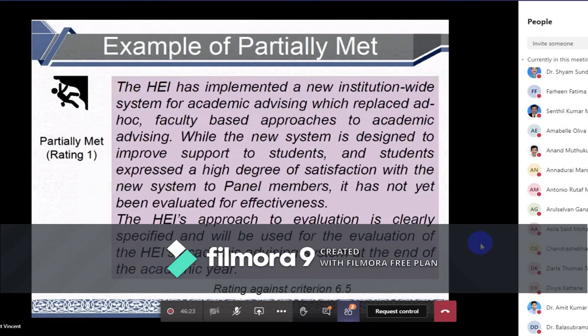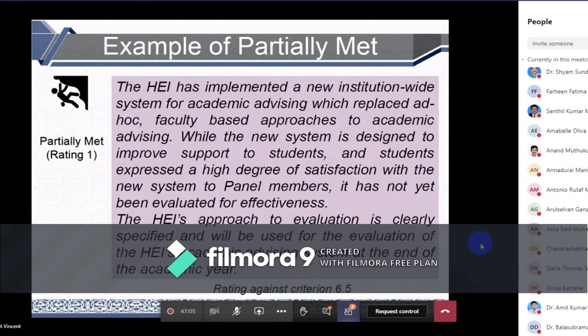Now, for partially achieving, that is a rating of 1. The HEI has implemented a new institution-wide system for academic advising. That means we have systems, plans and processes in place, which have replaced the ad hoc faculty-based approaches to academic advising. Very good. While the new system is designed to improve support for students, and the students have expressed a high degree of satisfaction with it, it has not yet been evaluated for effectiveness. The HEI's approach to evaluation is clearly specified and will be used for the evaluation.